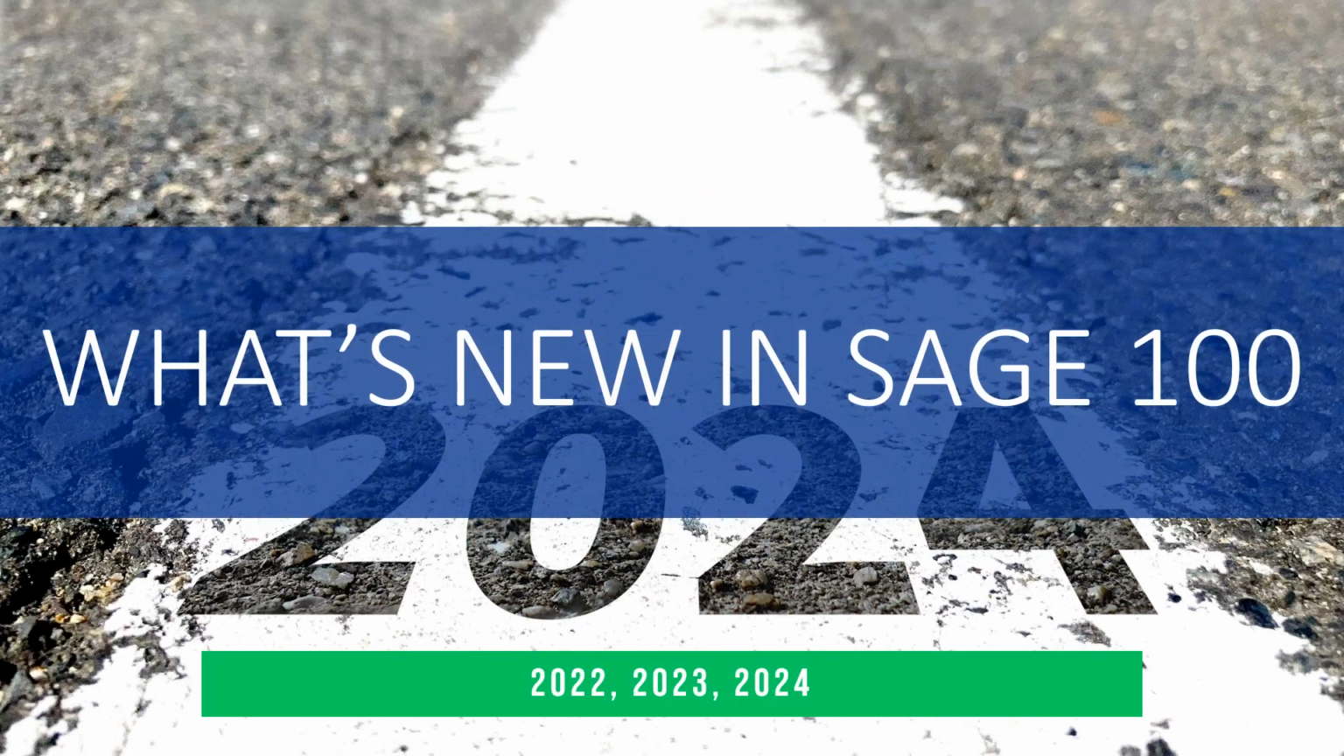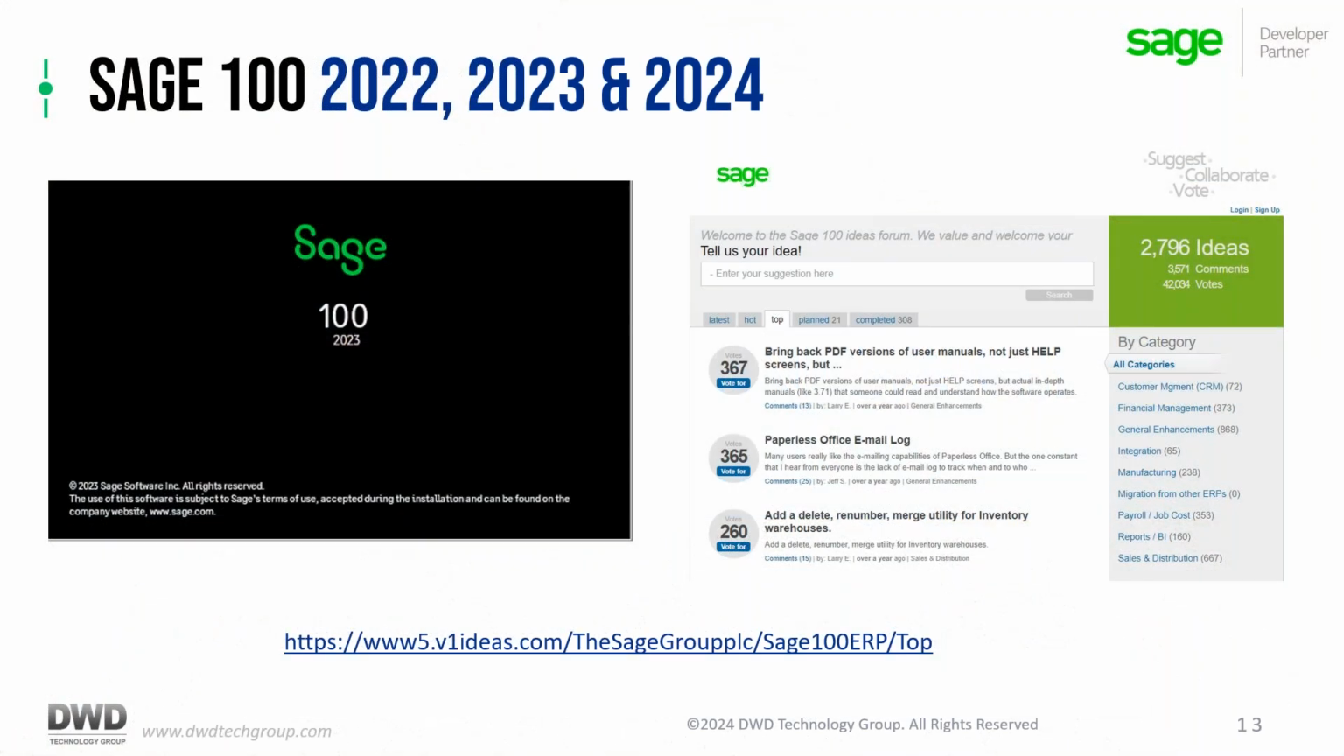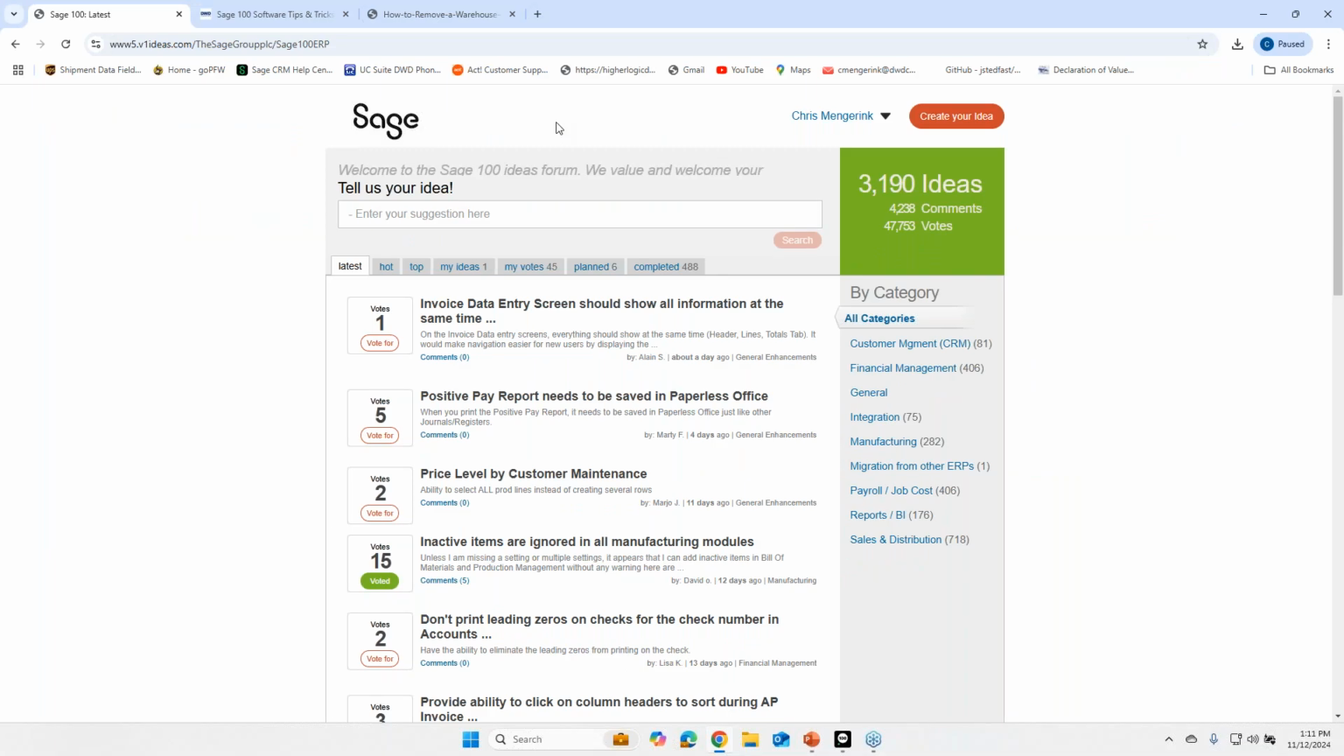So let's just get started with what's new in Sage 100. Where I start first with this, though, is Sage has a thing called the idea site. If you go out there and Google Sage 100 ideas, one of the sites that comes up is the idea site. Looks like this, right? You can look through here and see the different things they have planned, completed, what are hot topics, what's the latest topics, etc., right?